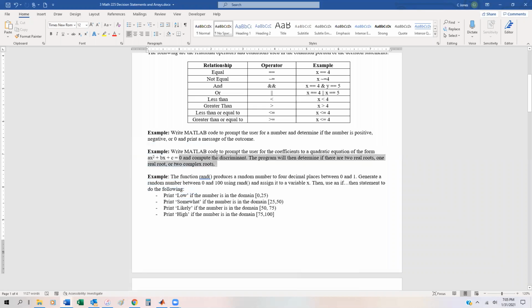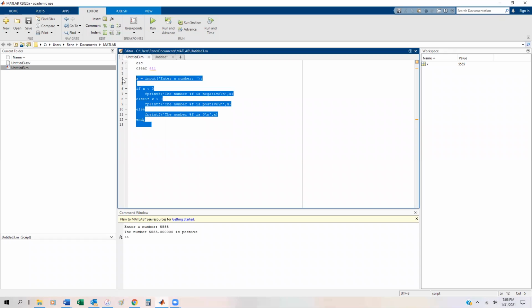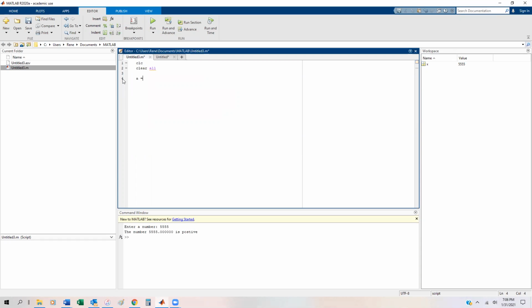Now, a second example. We're going to write Matlab code to prompt the users for the coefficients of a quadratic equation in the form ax squared plus bx plus c, and we're going to compute the discriminant. And the program will then determine if there are 2 real roots, 1 real root, or 2 complex roots.